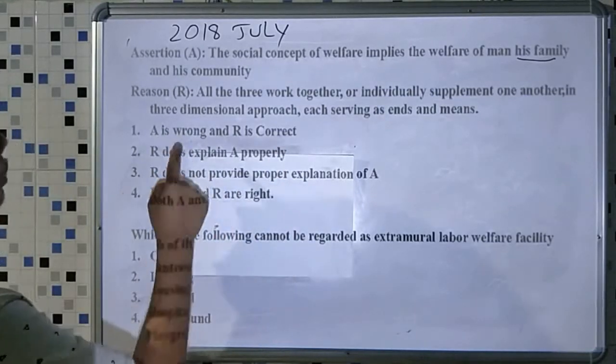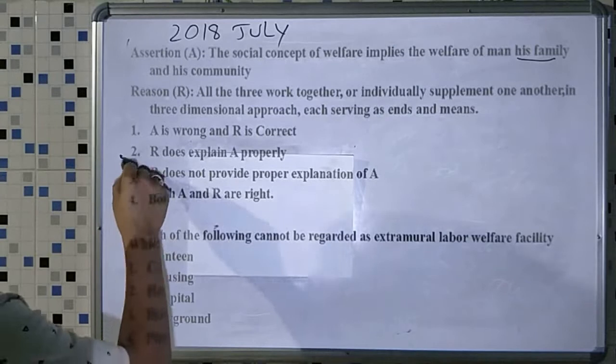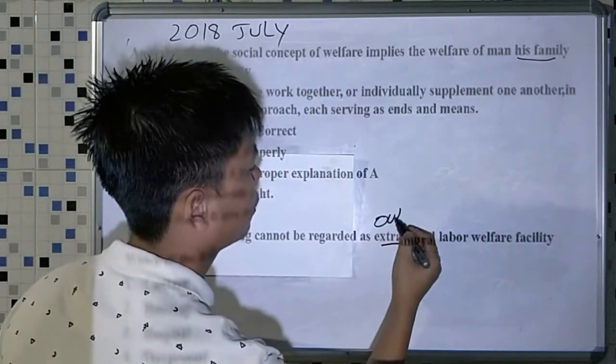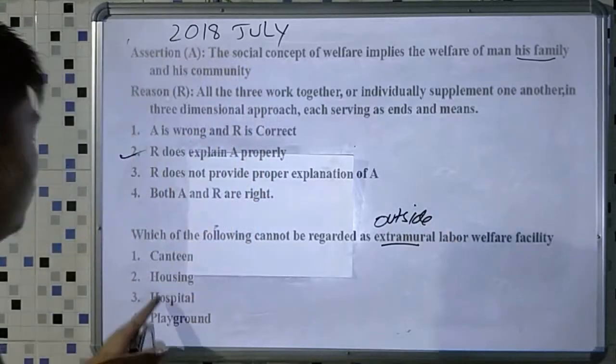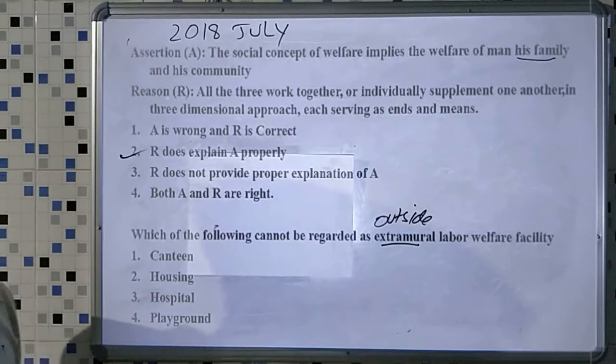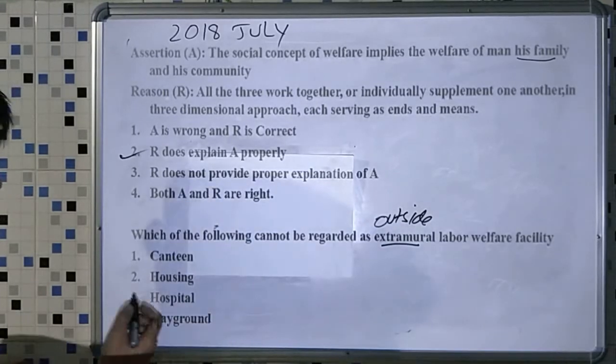Now which of the following cannot be regarded as an extra measure? It's outside. Hospital, playground. Obviously hospital cannot be in a factory. It will be a bit outside. Housing too, you can understand. Canteen, it's right? Canteen.